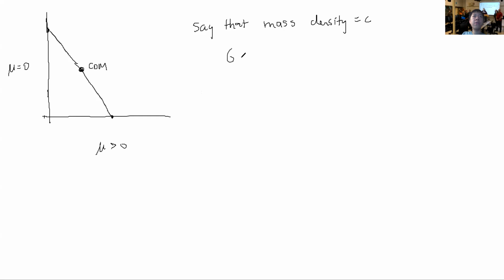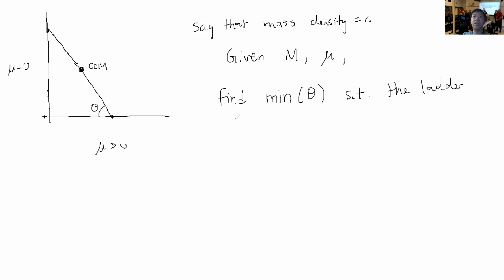And now, given the total mass of the ladder, m, and also the value of mu, find, what was it? Was it find the maximum or minimum? Yeah, okay, find the minimum angle, the minimum value of theta such that the ladder does not slip.